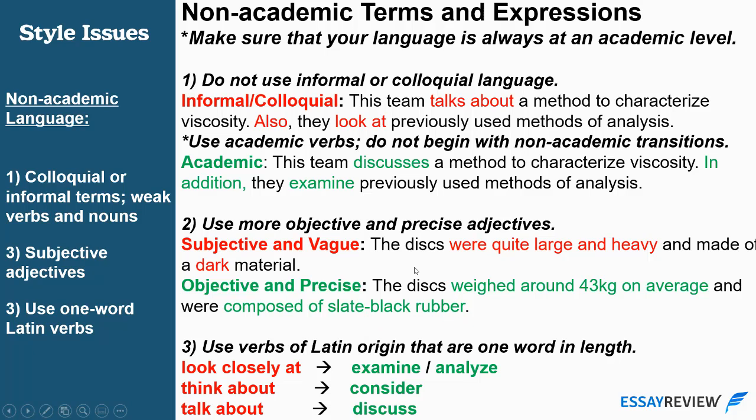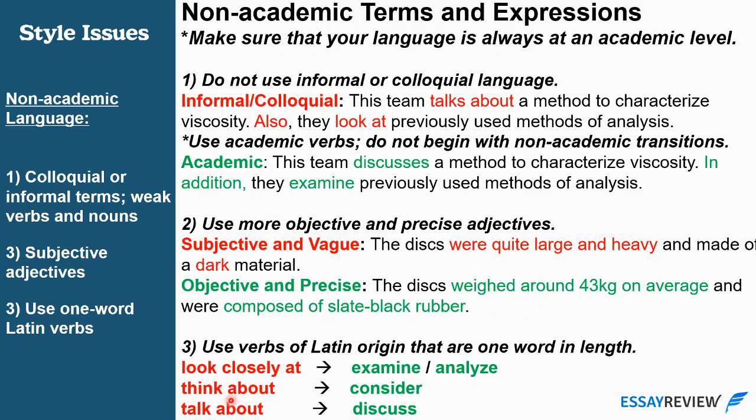So as you are scientists, you want to be descriptive, even when you describe your methods, especially when you describe your methods, right? When you're describing what you're doing with materials, you're not going to just say it was white and ugly or it was big and heavy. You want to give more precise adjectives. And then finally, use verbs of Latin origin that are one word in length.